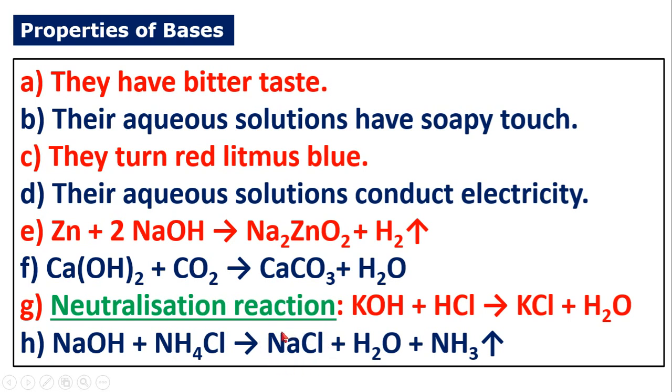First, it produces the salt NaCl plus water plus ammonia. NH3, ammonia is a gas. You have to put the upward arrow symbol. So a base reacts with an ammonium salt to form NaCl plus H2O plus ammonia NH3. So these are the properties of bases.